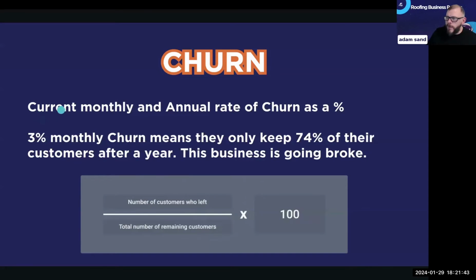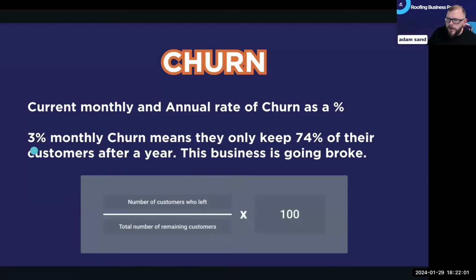So then they look at the monthly and annual rate of churn as a percentage. So how many people are canceling? At what rate are they canceling? How long do they stay? So they want to look and say, okay, this year we got 100 new users, and we have like 3 users who canceled. Okay, so then they start to look at our churn.